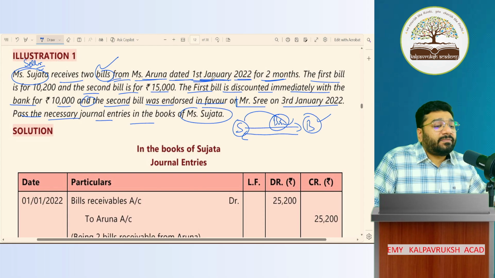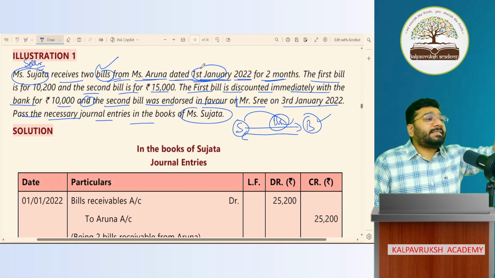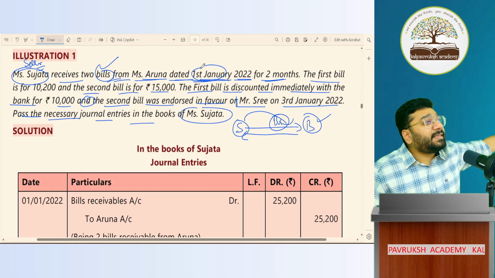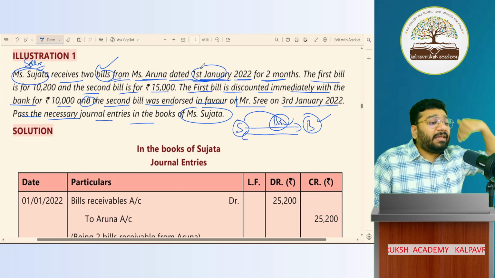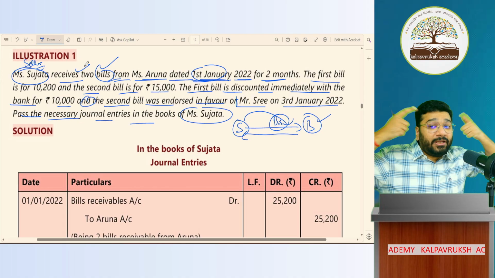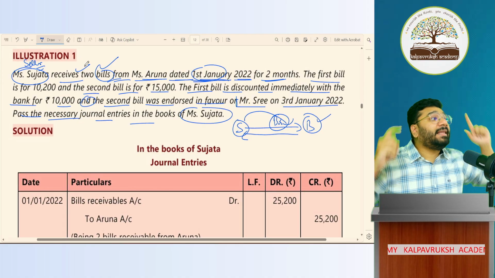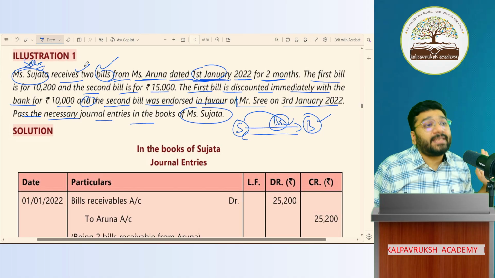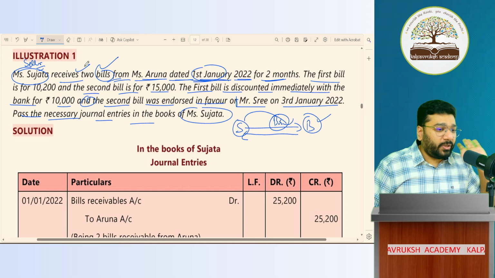When is the bill received? 1st Jan. So before this, would the sale have happened? But will we pass the sale entry? No, because when they're starting with the bill transaction, you will not record the sale entry. Then where will you record the sale entry? In your mind. In your mind, the sale entry should come. Because without that, you cannot pass the second entry. Understood? Okay.